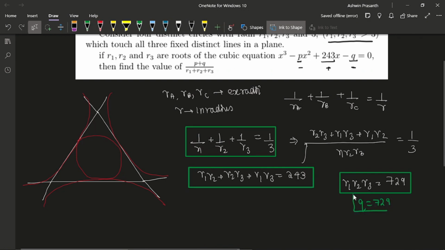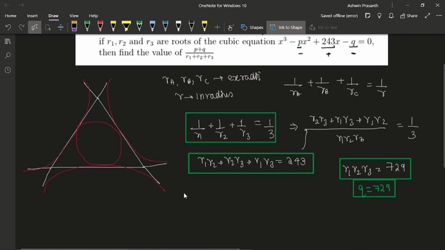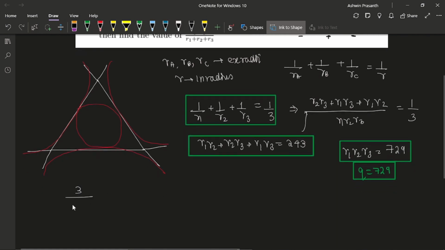Right. Now one relation we could try using: we have 1 by r1 plus 1 by r2 plus 1 by r3. This should give us a thought of harmonic mean. Similarly, we have r1 r2 r3 also, which should give us a thought of geometric mean. Also, we see this is 3 and 729 is basically 3 raised to 6, so we are getting multiples of 3. So maybe we can think that if we take the harmonic mean, which is 3 divided by (1 by r1 plus 1 by r2 plus 1 by r3), we'll get that HM is equal to GM. So let's try that. Maybe it will work.